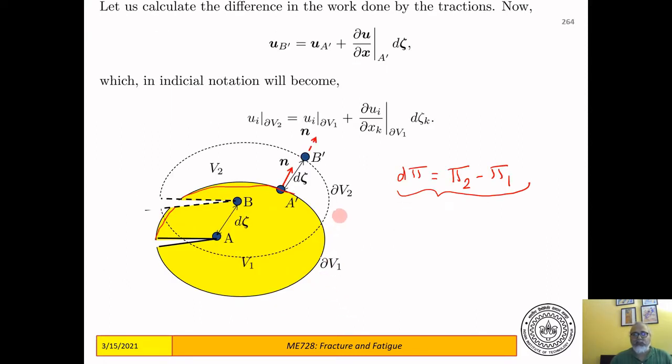Now let us assume that the crack has moved along a vector d zeta. It's a small motion along d zeta, and as a result, this region of high stresses has moved from V1 to V2, and as this is a rigid body motion, the point A prime, which was lying on the boundary of V1, has moved to B prime, which is lying on the boundary of V2, and this vector is also d zeta because it's a rigid body motion of this yellow region from V1 to V2. And the normal at that point is equal to n.